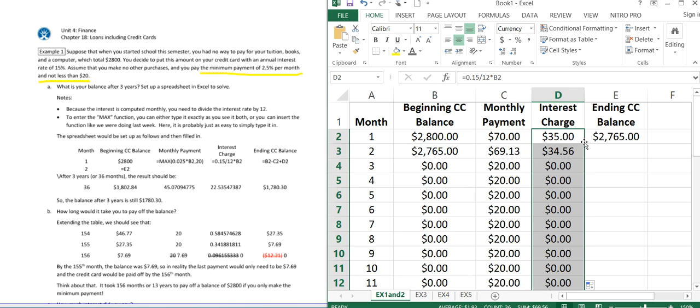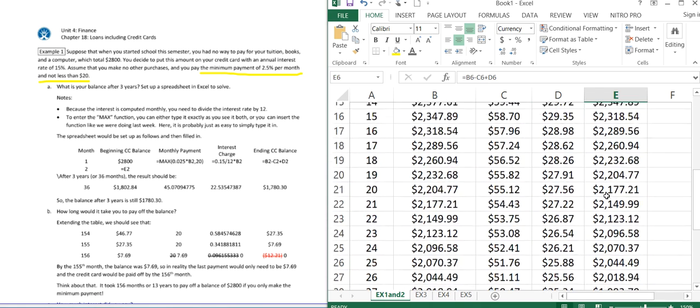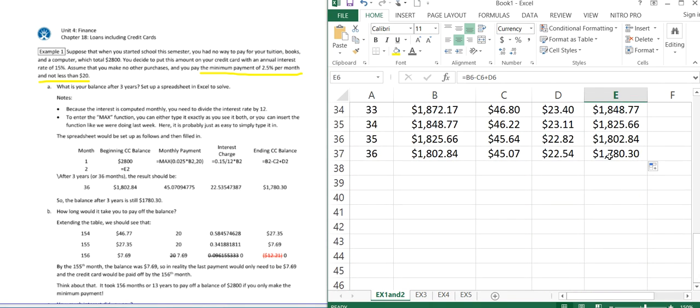And again, it looks a little strange until you get everything filled because of all of the cell references that rely on each other. Okay, so where are we at after 3 years? We are at $1,780.30. So 3 years later, that was 3 years ago that I made those charges in my tuition. And what's really scary is to think about if you were continuing to use your credit card, and we'll talk about things like that later, but this was just that one time $2,800.